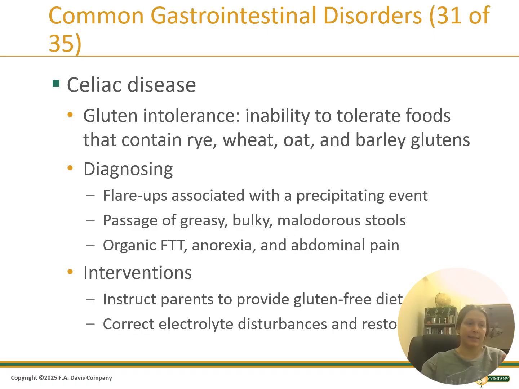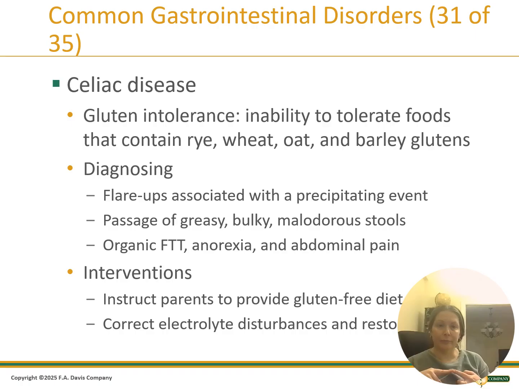Alrighty, so celiac disease. This is going to be an immune-mediated gluten intolerance. So this is where our child's going to have an inability to tolerate foods that contain products like rye, wheat, oat, and barley glutens. These foods are going to damage the intestinal mucosa and lead to nutritional malabsorption. They'll experience flare-ups, and the precipitating event is going to be the ingestion of these foods.